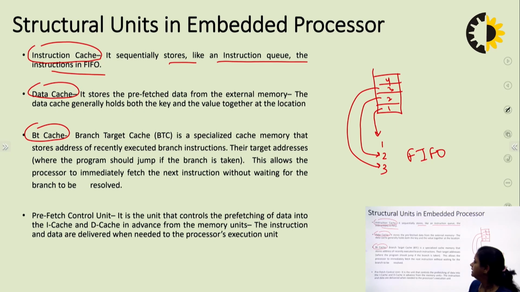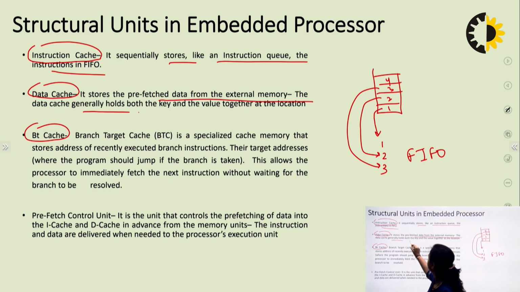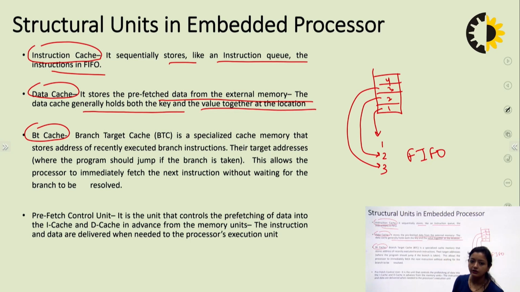Okay. Data cache, it stores the prefetched data from the external memory. The data cache generally holds both the key and value together at the location. So it is for storing the data which has been fetched from the external units.